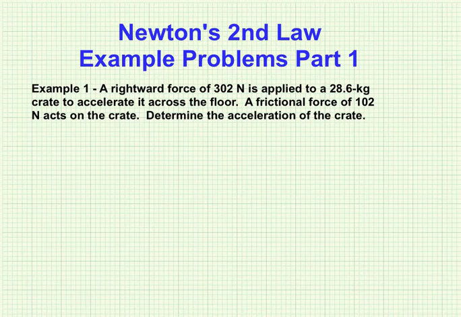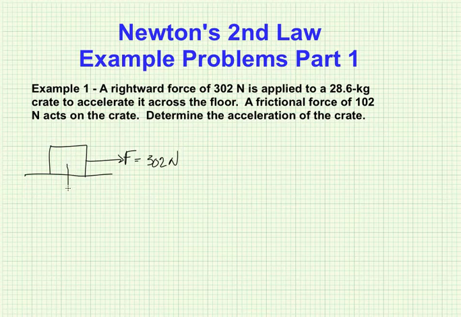So we have a rightward force of 302 newtons applied to a 28.6 kilogram crate to accelerate it across the floor. All right, so what we have here is our horizontal surface and a crate. Now, if you want, you can just use a dot to represent the object. But we've got this rightward force, so we have our applied force, this force right here of 302 newtons. And it says it's applied to a 28.6 kilogram crate.